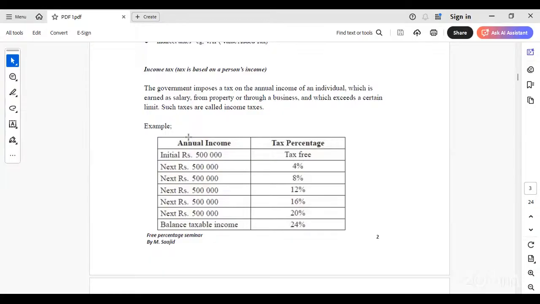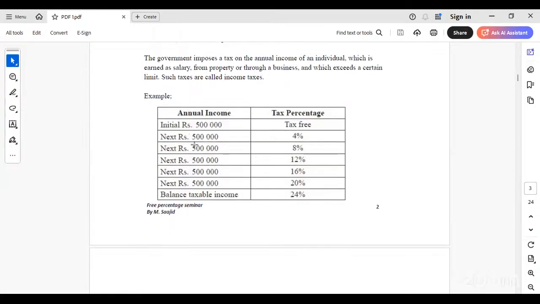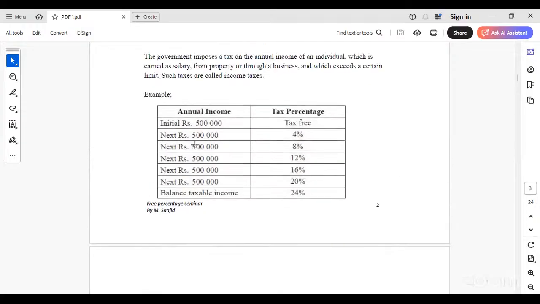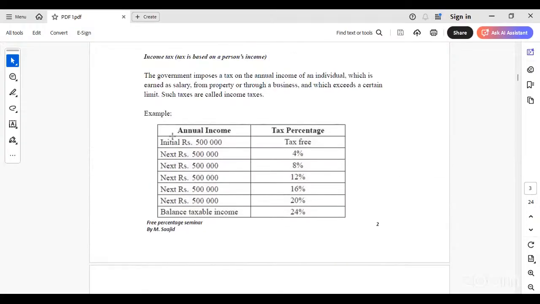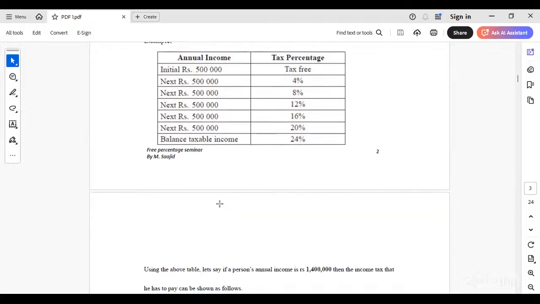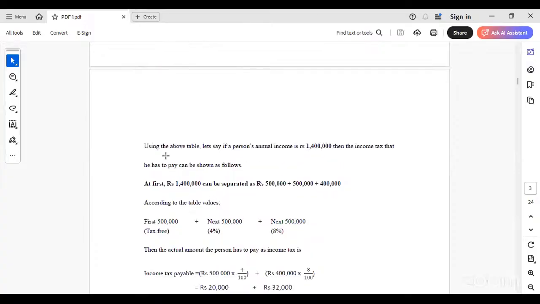Now in this table, you can see that if a person's annual income, let's say, is about 1 million, so that means 10 lakhs, right? So he has to pay a certain amount for the income that is earned. So let's see regarding that in the next page. So here you have the table.